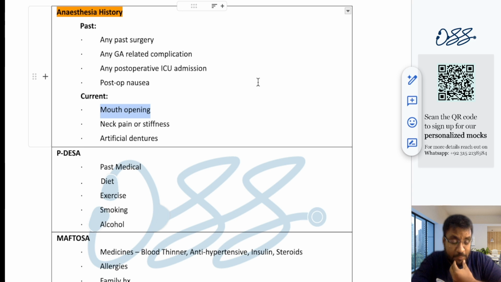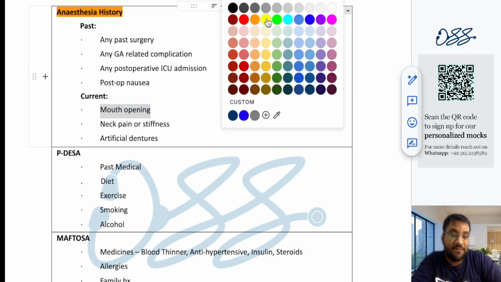Why is mouth opening important? Because when the patient is undergoing general anesthesia, the patient may have to be intubated, and the mouth opening can really affect the ease of intubating a patient. So mouth opening is very important.